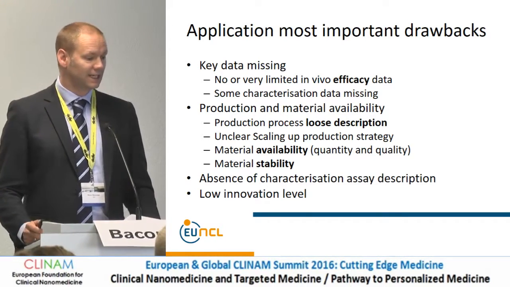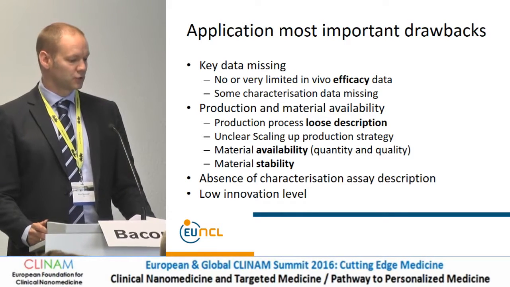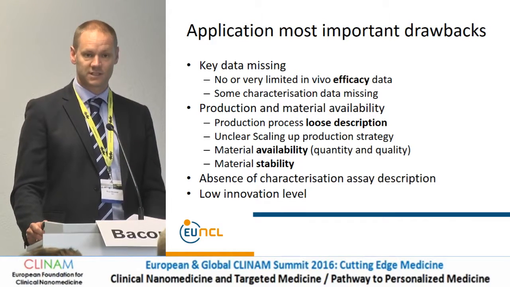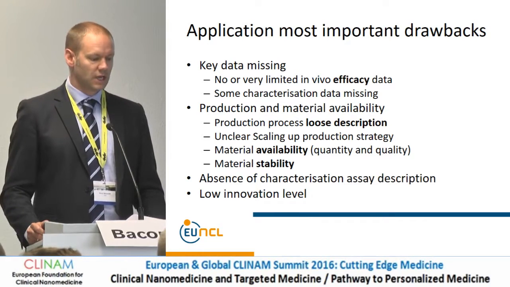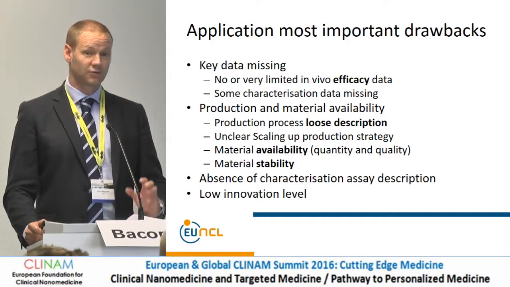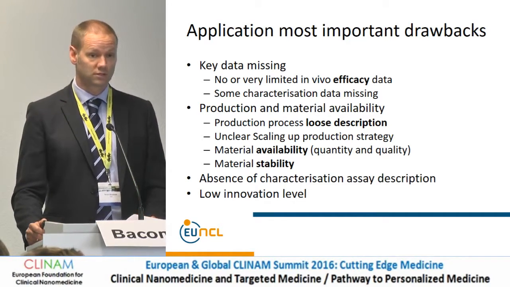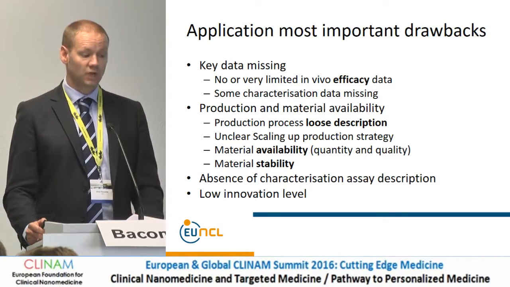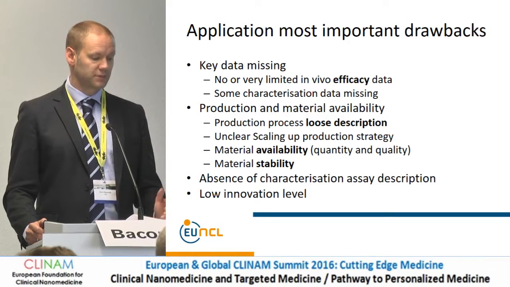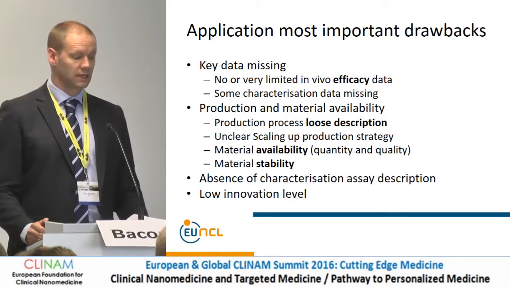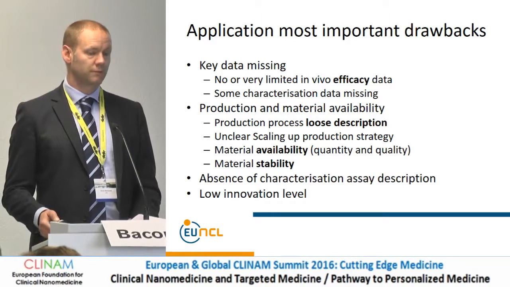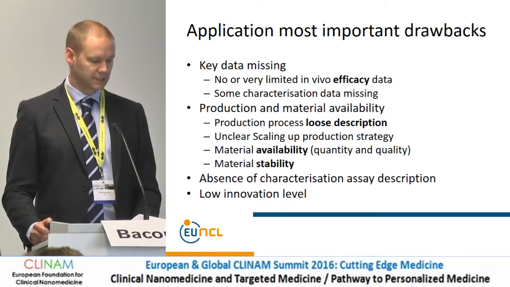We have had some lack in the production and material availability, which is as well critical in terms of production process description. They were usually very loose, with unclear scaling up strategies, and material availability, both in terms of quality and quantity, was not always described, and we have a very rare description of the stability of the molecules. We have had some absence of characterization assay description as well, and some of low innovation level as described previously. We are really expecting innovation here.